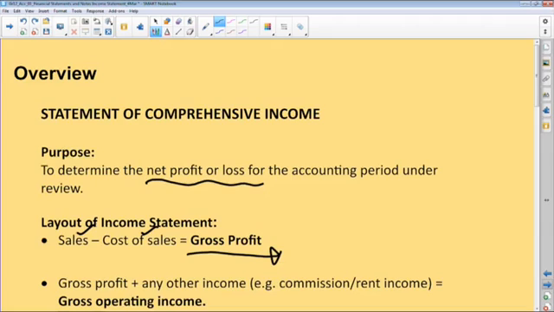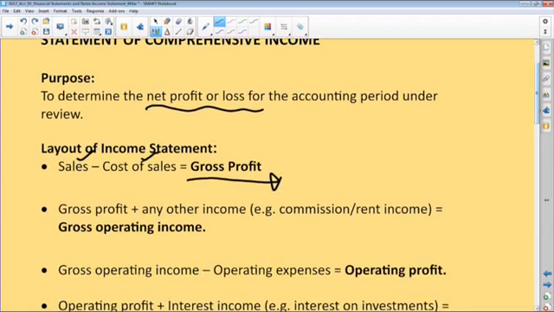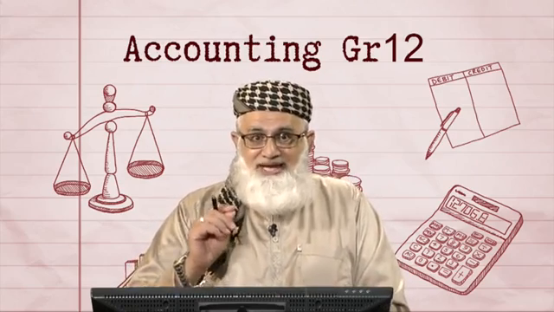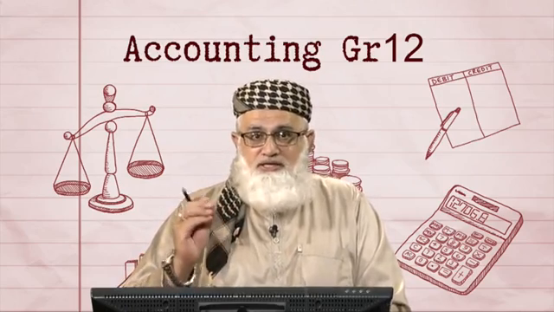Then, once you've determined the gross profit, it's also possible that your gross profit may be determined by means of using a markup percentage. Keep that in mind. Very often, you find that examiners use the markup for you to determine either the sales or the cost of sales. So keep that at the back of your minds, that using the markup, you must be able to calculate either the sales or the cost of sales.